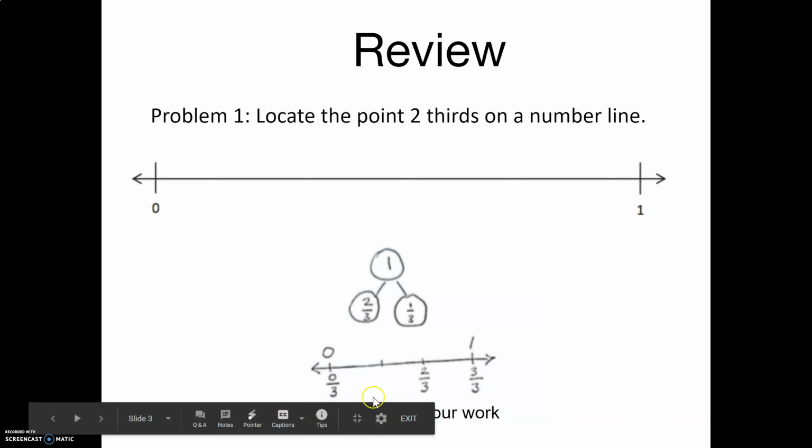Let's take a look. Did you divide your number line by adding 2 marks in your number line to split it? And remember, you should always count the spaces on the number line between 0 and 1 to see if you have the correct denominator. So if we count our spaces, we have 1, 2, 3. 3 parts for our thirds. We have 0/3. This would be 1/3, 2/3, and 3/3. So did you put your 2/3 mark right here on the number line? I hope so.